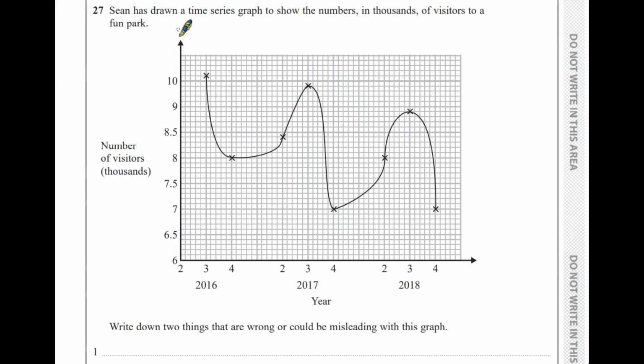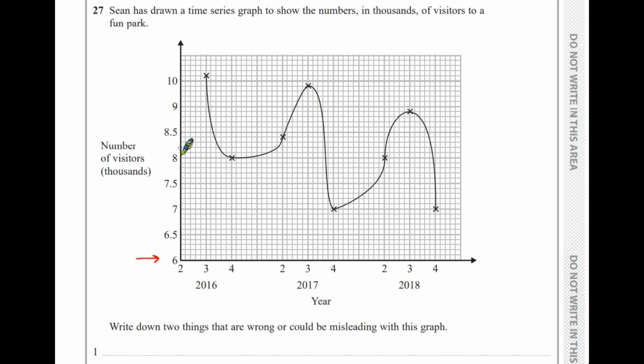Question 27, Sean has drawn a time series graph to show the numbers in thousands of visitors to a fun park. And we're asked to write down 2 things that are wrong or could be misleading. There are certainly more than 2 options here, and you can choose 2 from any of the following. First of all, the scale at the side starts at 6,000 rather than starting at 0, which could lead to a misleading looking graph. Also, the scale is not regular.